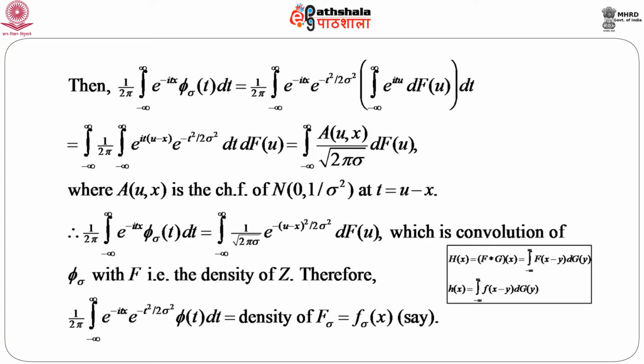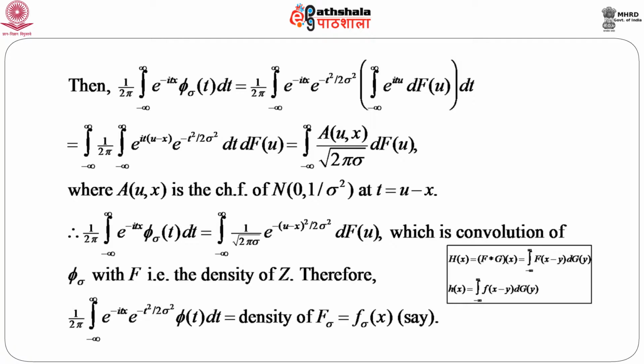Therefore, this original integral, 1 by 2 pi, integral from minus infinity to infinity of e to the power minus i t x phi sigma t dt, equals the integral from minus infinity to infinity of 1 by root over 2 pi sigma, into e to the power minus (u minus x) whole square by 2 sigma square, dF(u), which is nothing but the convolution of phi sigma with F, that is, which is nothing but the density of Z.